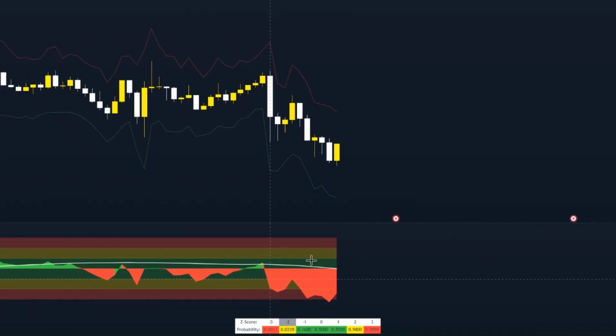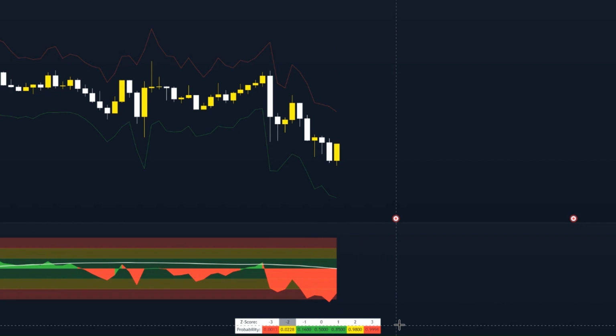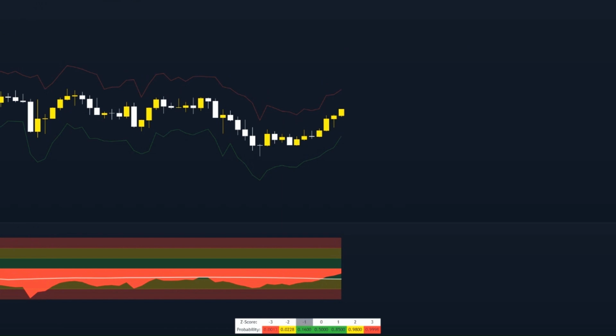And there we go, there is our third entry indication right here. Price has broke outside of the red zone and broke back in for another buy trade. So again, we head back down to the 5 minute chart, enter on candle close and set our stop loss at the ATR line right here.